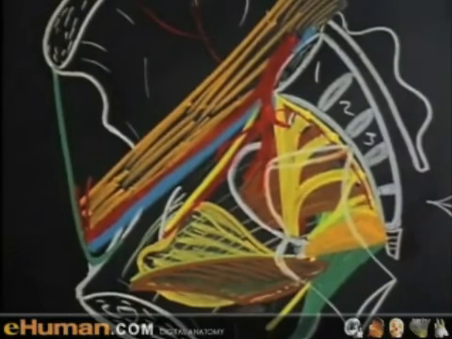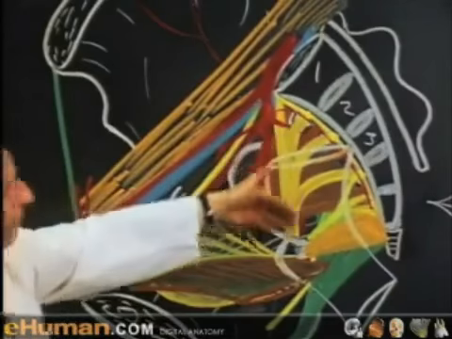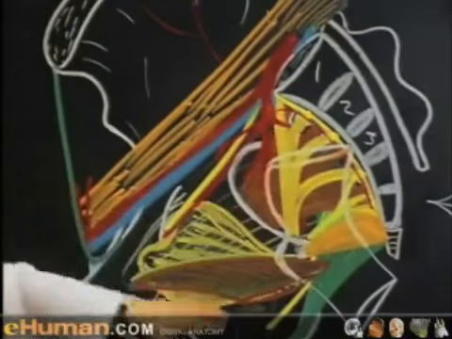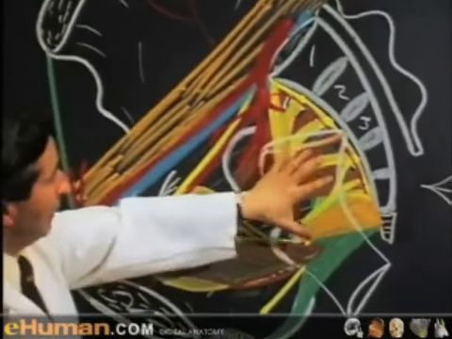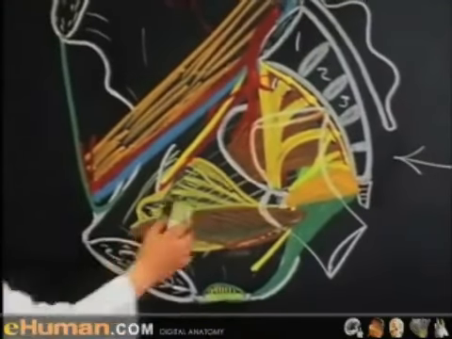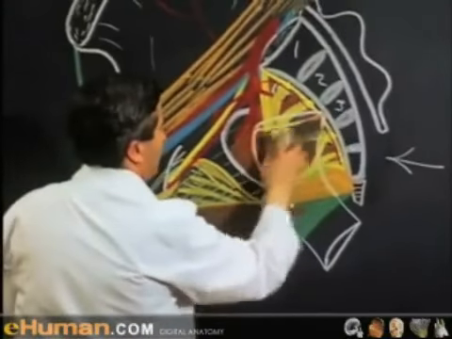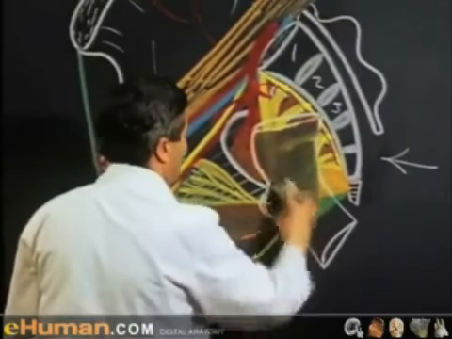So you can see straight away the close relationship of the sciatic nerve, the pudendal nerve, and the sacral plexus to the rectum. So the carcinoma of the rectum could extend laterally and involve the sacral plexus. So let us now erase the structures that lie lateral to the rectum.